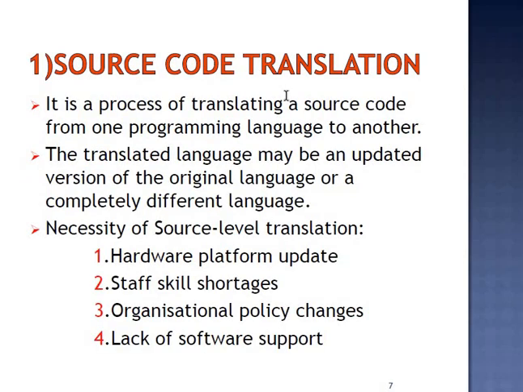The first one is source code translation. It's the process of translating source code from one programming language to another. As I told you, we want to migrate PHP into Python. We have to understand the PHP code, then migrate that code into Python. The translated language may be an updated version of the original language. The necessity of source-level translation comes from hardware platform, staff skills (the staff should have the skills for the new technology), organizational policy, and lack of software support.